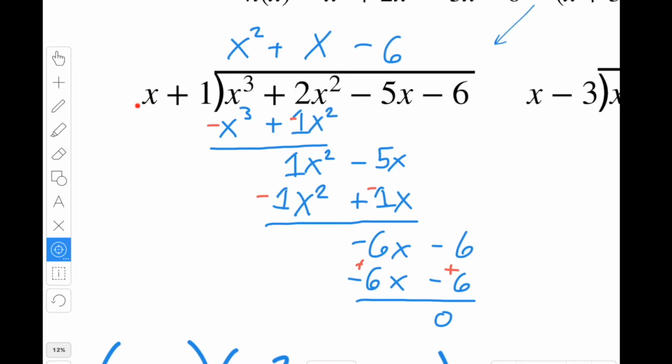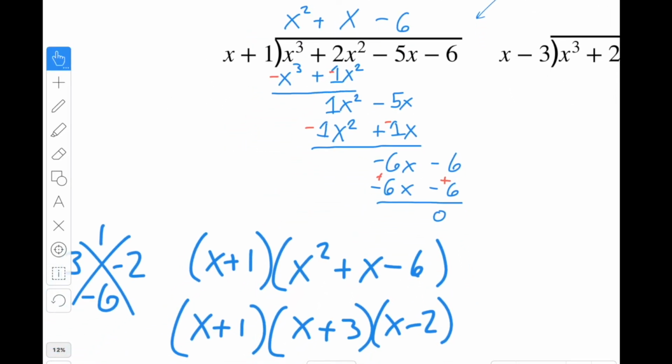Negative 6 times x is negative 6x. Negative 6 times 1 is negative 6, or minus 6. Change the signs, and when you add these, you get 0. There is no remainder. So x plus 1 times all of this would give you all of this. And that's exactly what we write.